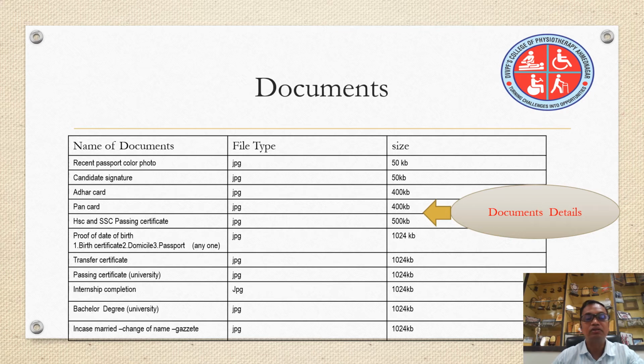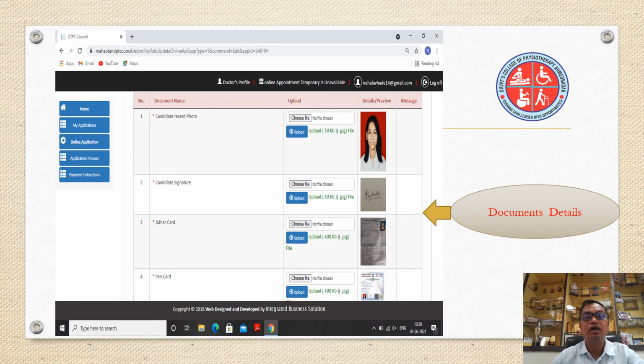Bachelor degree by the university, JPG format, and it should be of size 1024 KB. In case you are married, the gazette change in the name of gazette should be uploaded. So all these certificates should be kept updated before uploading on the website. So one by one you can see on the site how to upload.